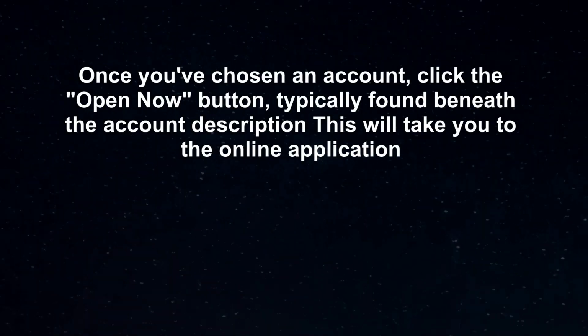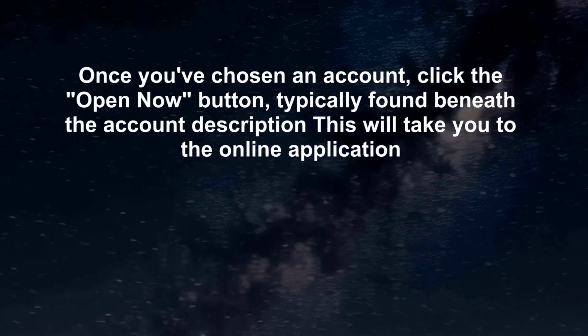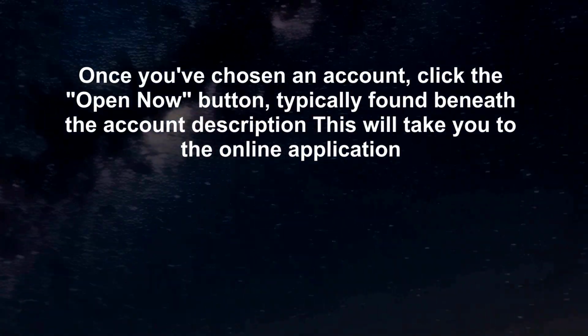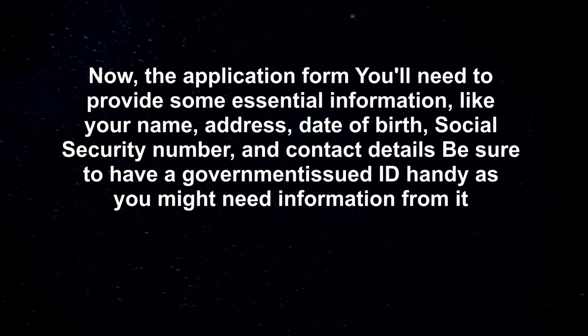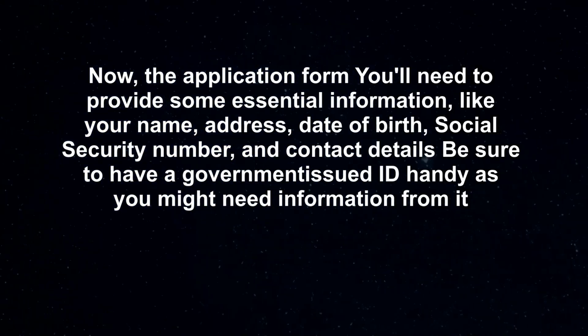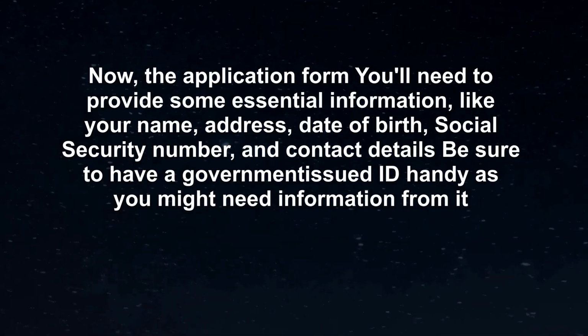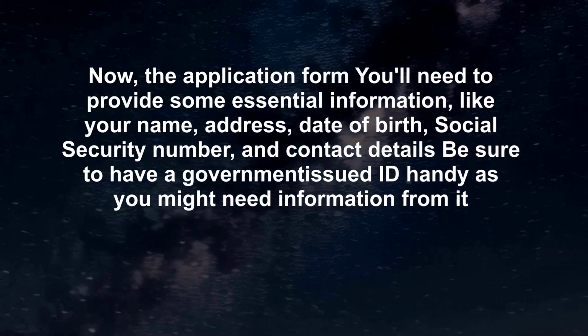Once you've chosen an account, click the Open Now button, typically found beneath the account description. This will take you to the online application. Now, the application form. You'll need to provide some essential information like your name, address, date of birth, social security number, and contact details. Be sure to have a government ID handy as you might need information from it.